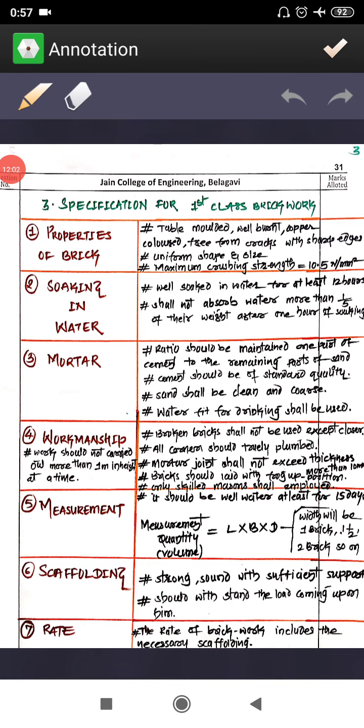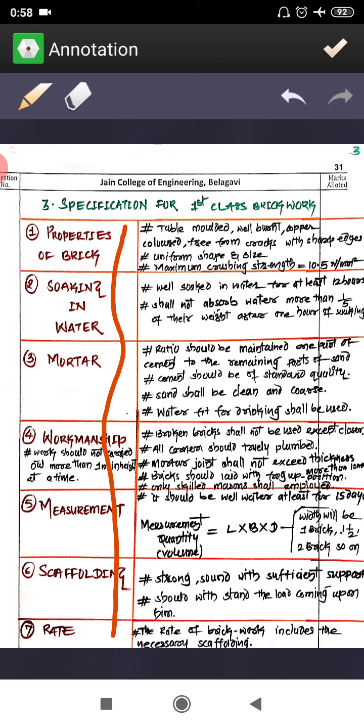Well, friends, the next specification item is first class brickwork, and this is one of my favorite specifications, which I really enjoyed writing in my college days. So I have written the sequence of brickwork. You know how it is going to be laid on site. You should know the properties of a brick. You should bring good quality bricks. Then you should soak those bricks. Then prepare a mortar.